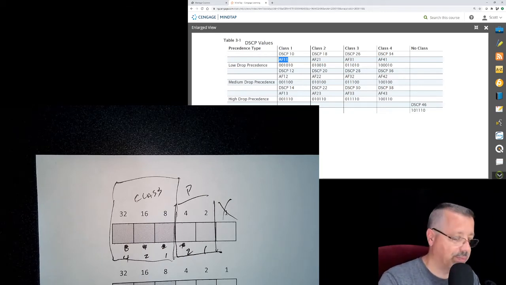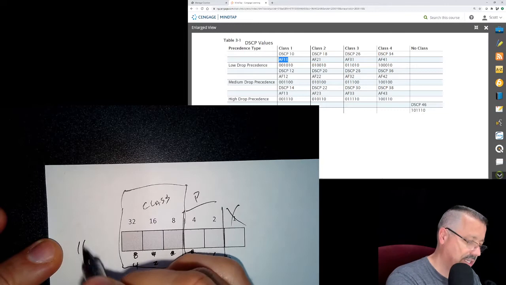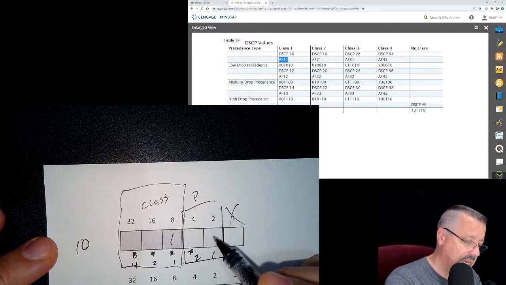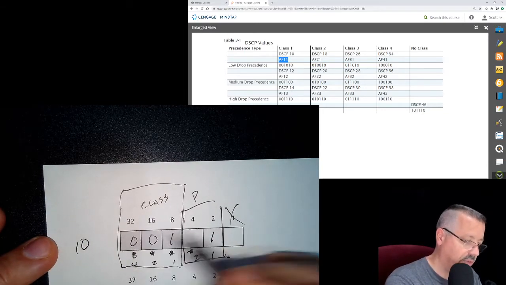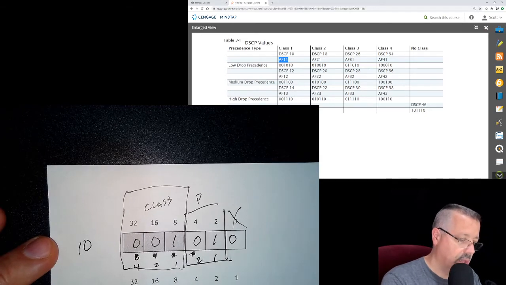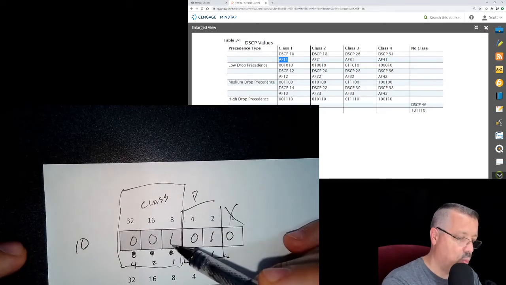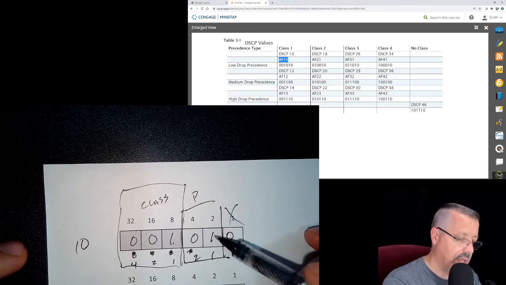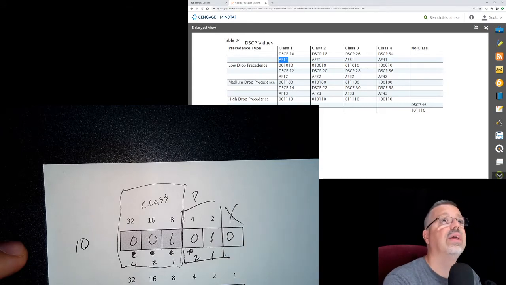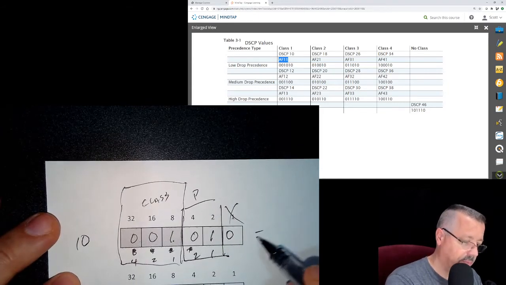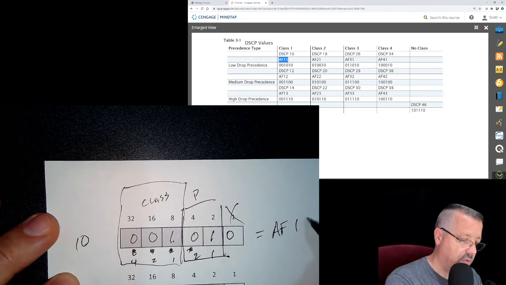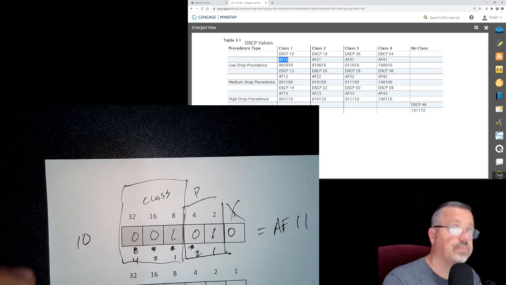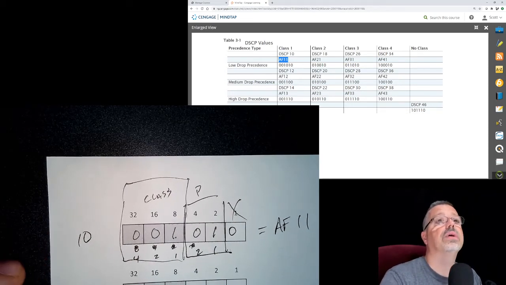If we're going to do DSCP 10, well, 10 is 8 and 2, with everything else filled with zeros. So its class is a 1, and its precedence is a 1 here. And that's how we get AF11. AF11.